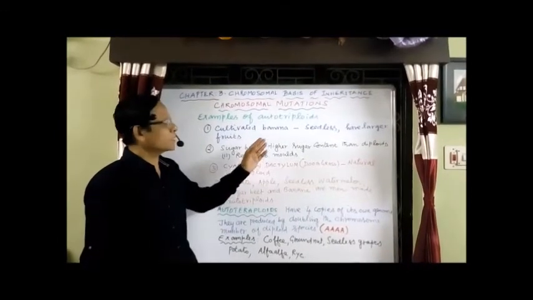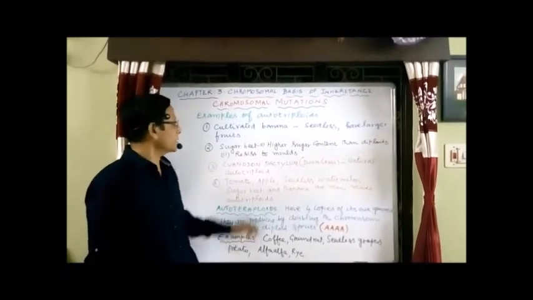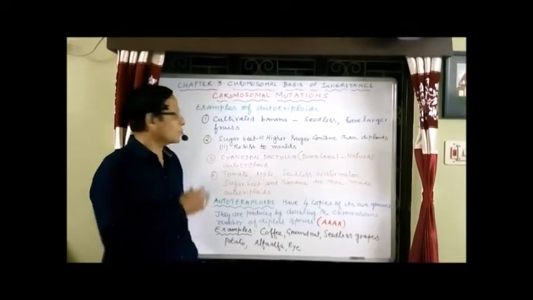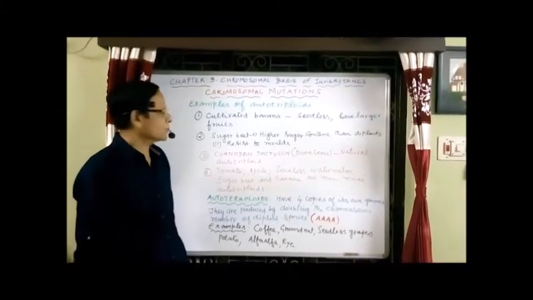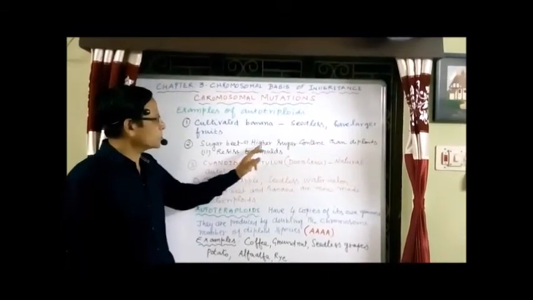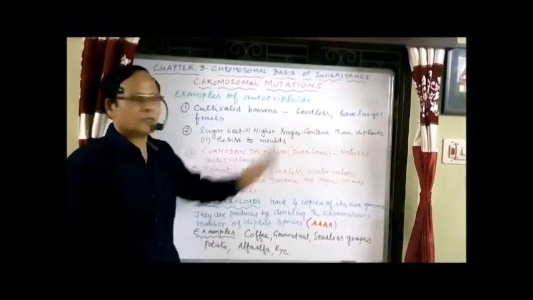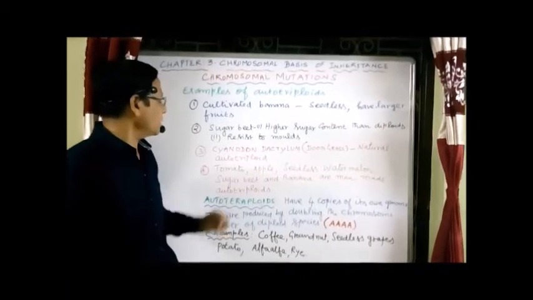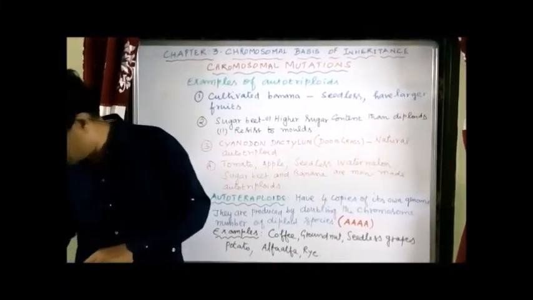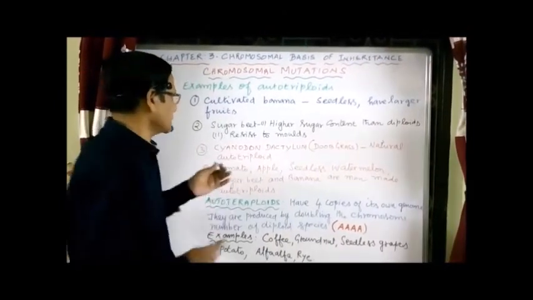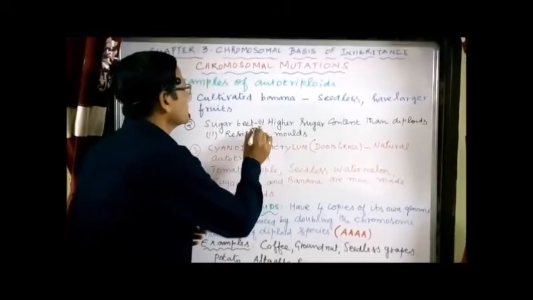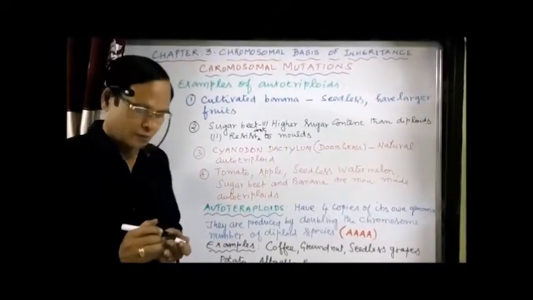The following are examples of autotriploids. Number 1, cultivated banana. It is seedless and has larger fruits than diploids. The second one, sugar beet. It has higher sugar content than diploids. Also, it is resistant to molds, a fungus.